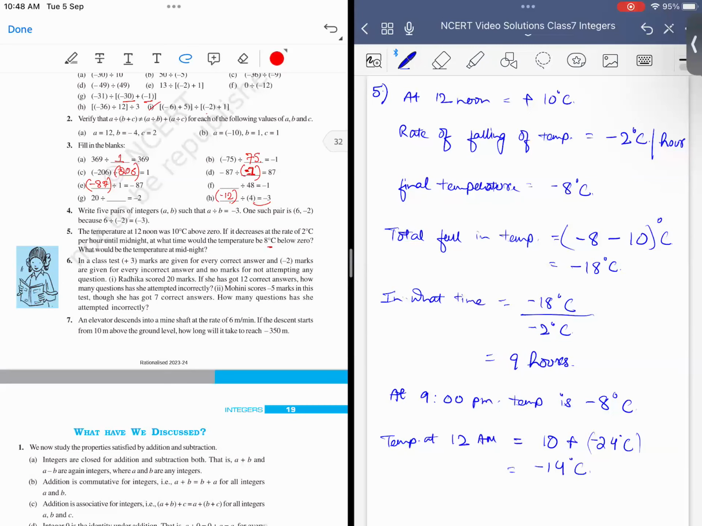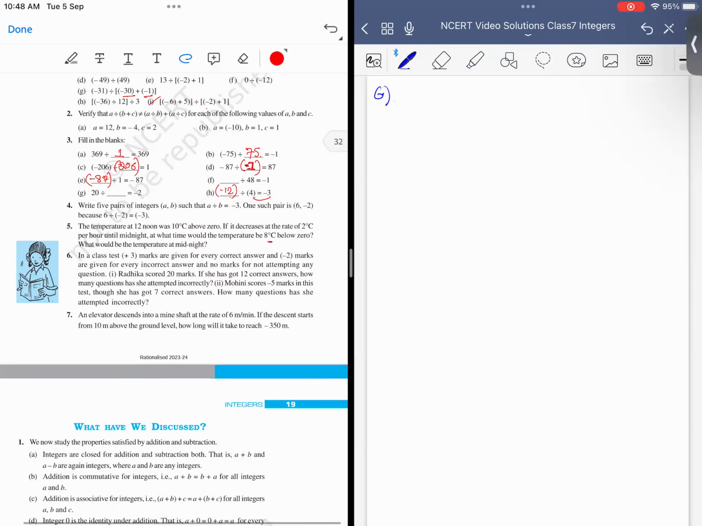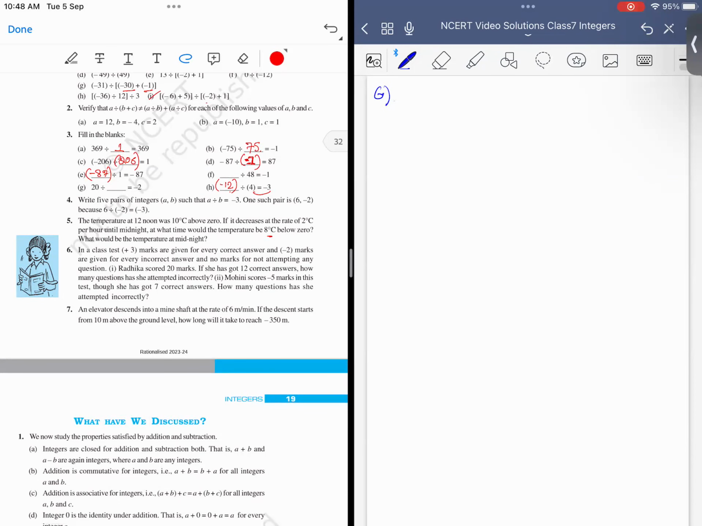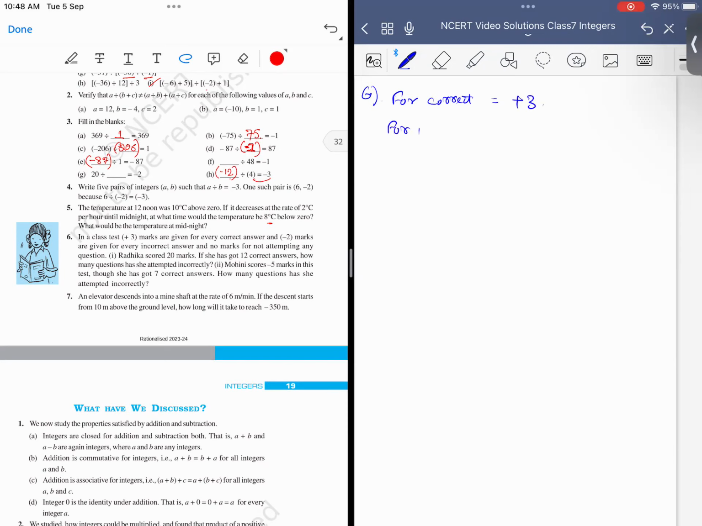Okay. Next, question number 6. In a class test, plus 3 marks are given for every correct answer and minus 2 for every incorrect answer. So for a correct answer, positive 3, for incorrect, minus 2, and no marks for not attempting, for unattempted 0.